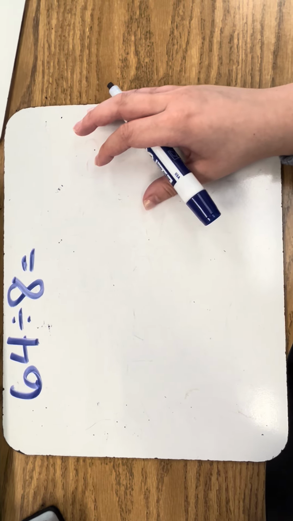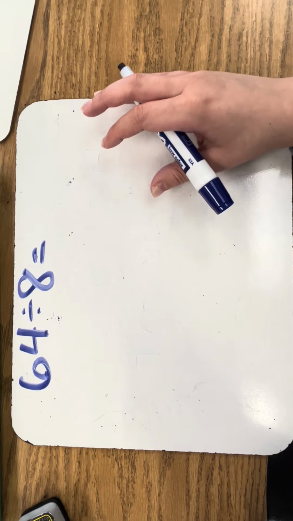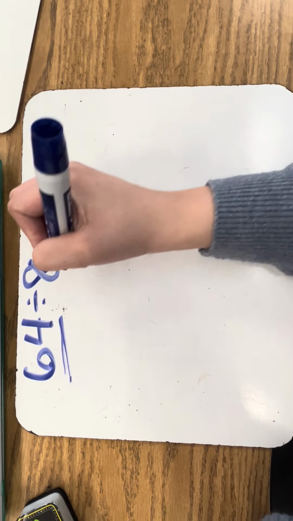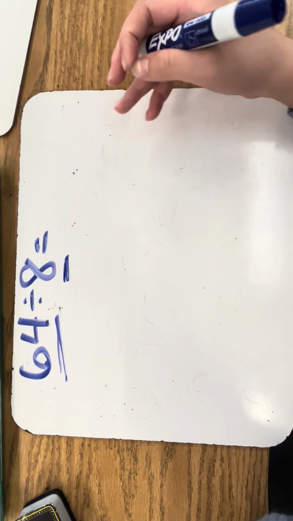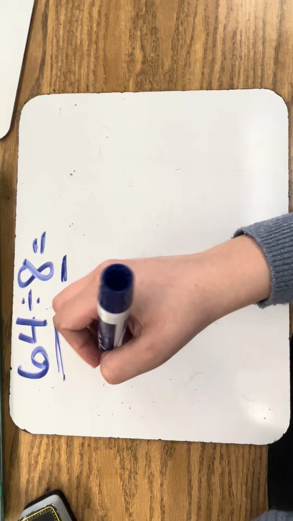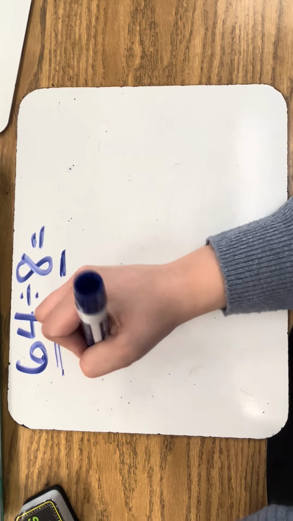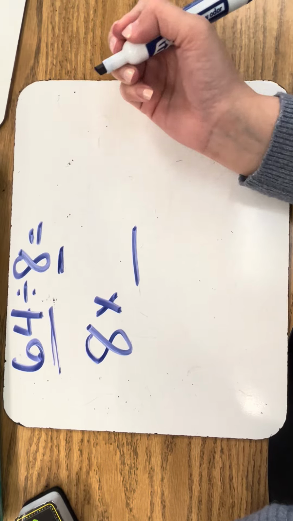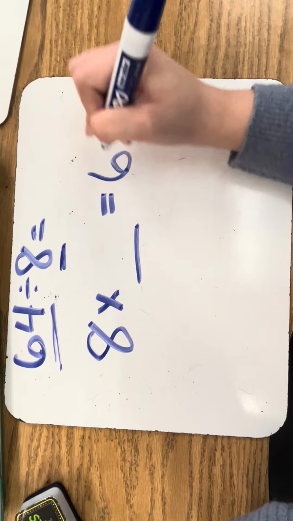All right. In this strategy, we are going to use a lot more math knowledge. So here we're saying that 64 is our total and we have 8 groups. I know that division is related to multiplication, so I can rewrite this equation as a multiplication equation. 8 groups of something is going to equal a total of 64.